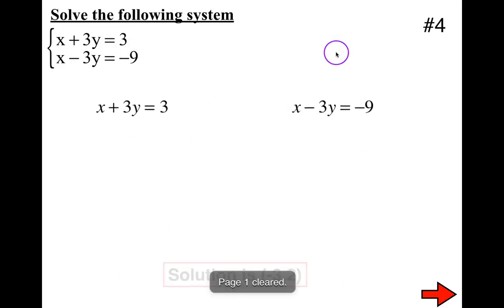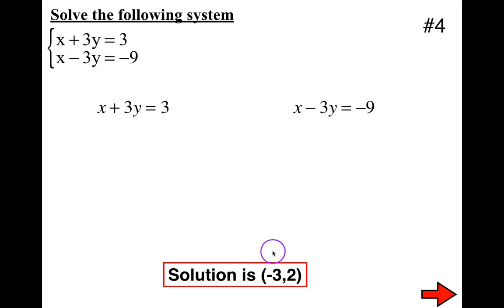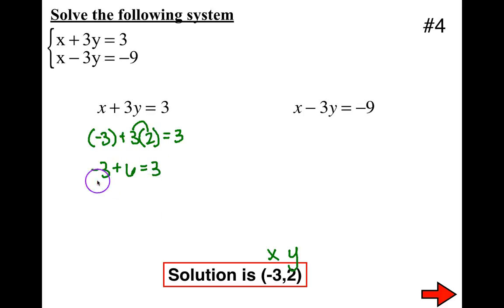Here, reminding myself that, hey, my x is negative 3, and my y is 2. I'm going to go ahead and substitute it into both equations to make sure they work. Here, x is a negative 3 plus 3 times y, which is a 2, and it's supposed to equal 3. So here we have negative 3 plus 6 equals 3. Here, there's more positives, 3 to be exact, and it checks out.